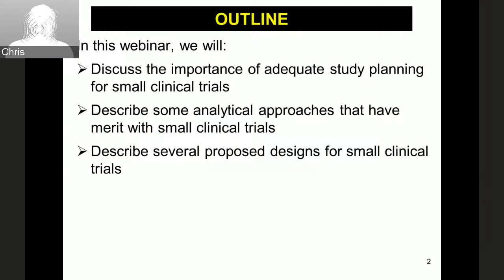And then talk about two broad approaches for dealing with some of these issues: analytical approaches that are important to keep in mind, and then also alternative design options that can be used with small sample size clinical trials. Next slide, please.